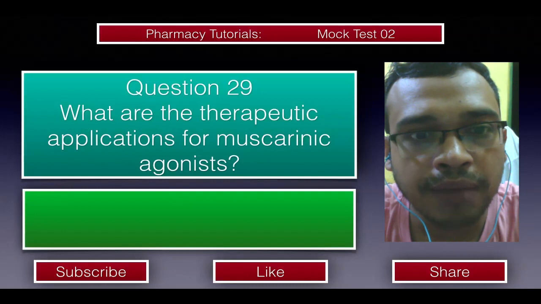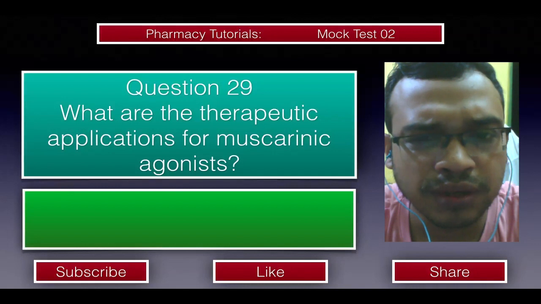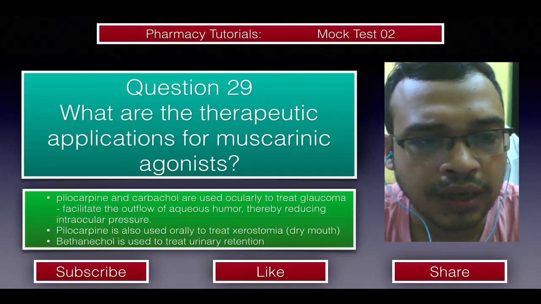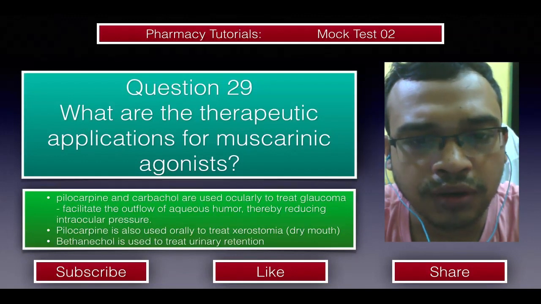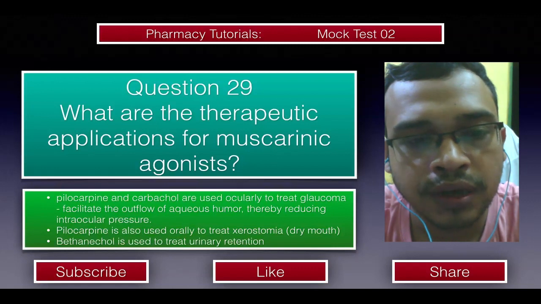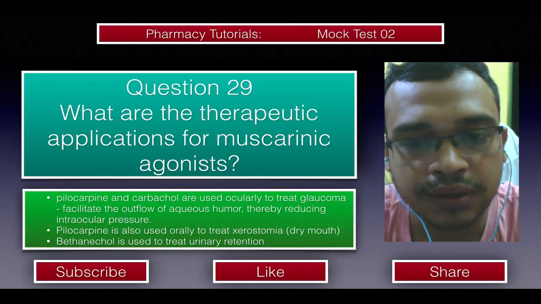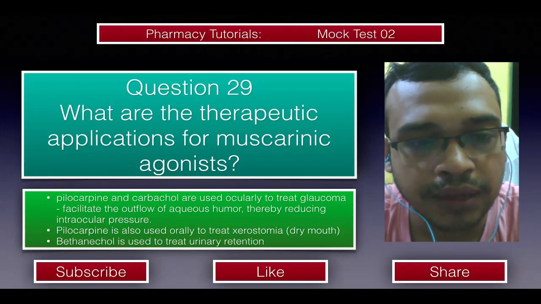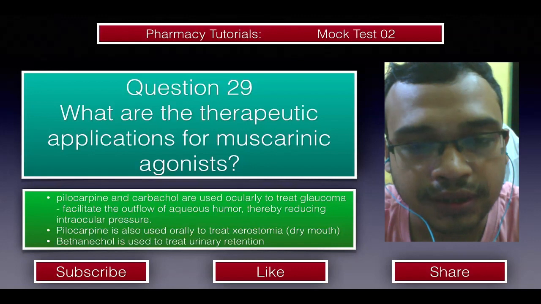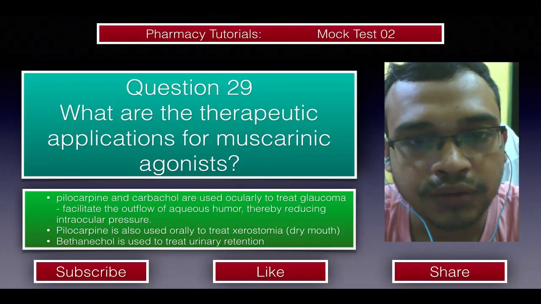What are the therapeutic applications of muscarinic agonists? Now, very few muscarinic agonists are actually used. So, let's see. Pilocarpine and carbachol are used ocularly to treat glaucoma. They facilitate the outflow of aqueous humor, thereby reducing intraocular pressure. Pilocarpine is also used orally to treat xerostomia, which means dry mouth, and bethanechol is used to treat urinary retention. Next question.